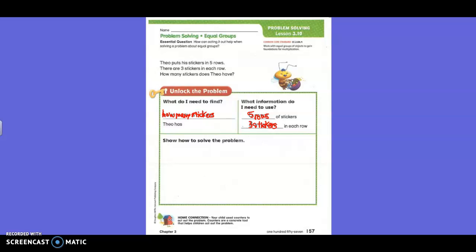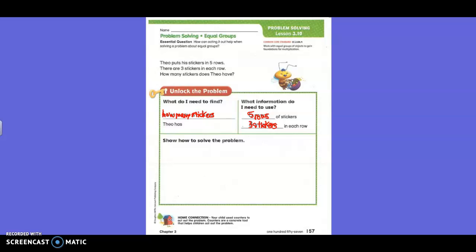Okay. Now, let's talk about how to solve this problem. We could use counters, okay? Which we would have to go in the closet and I would have to give you counters, which are just little circles, right? So I'm just going to have you make little circles. You're going to draw the little circles instead of getting them out. How much are we going to do? Very good question. Let's look.